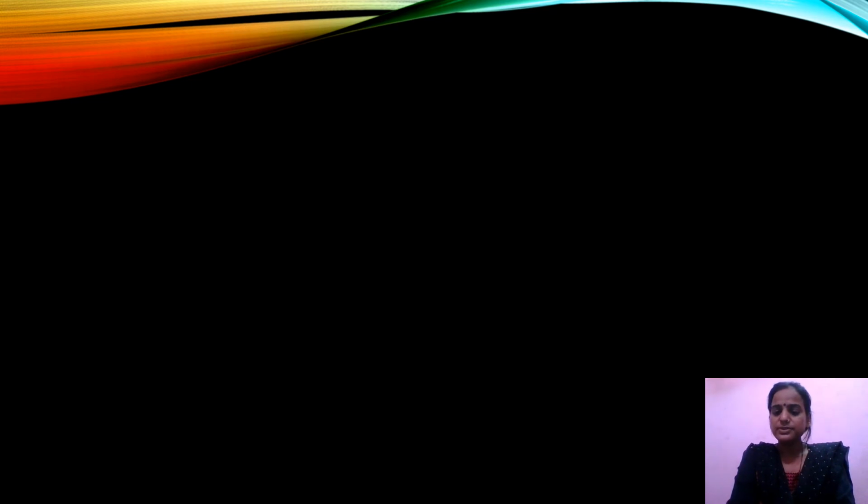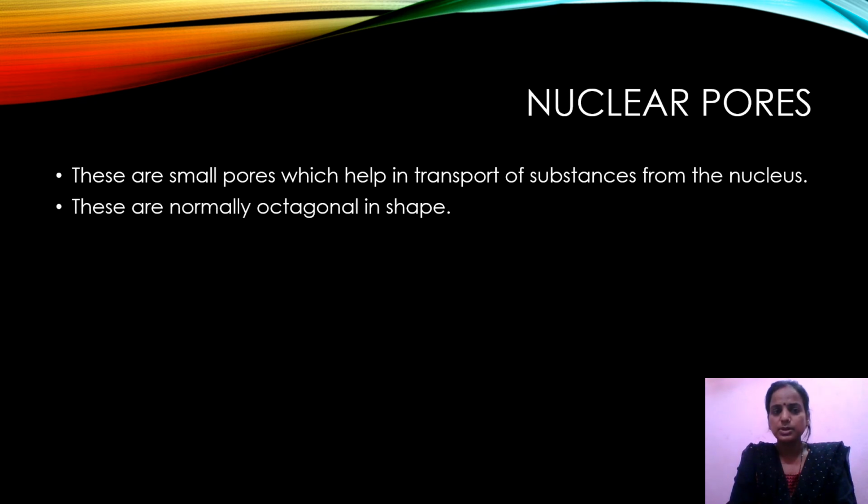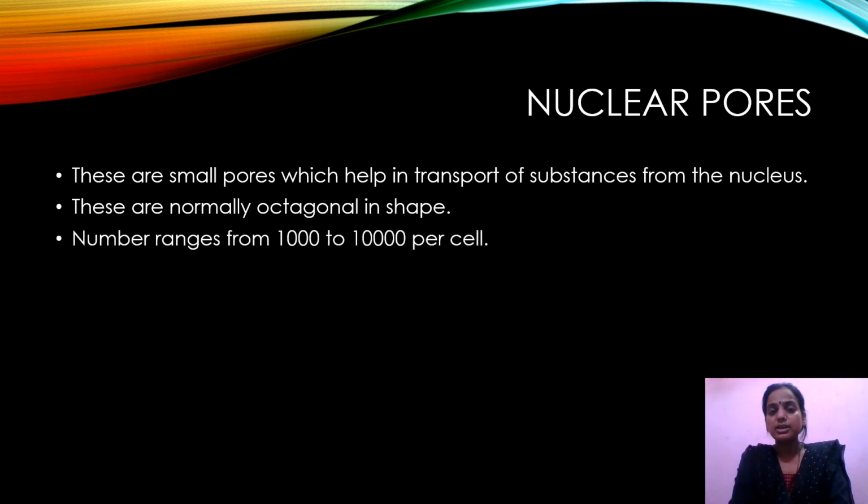So students, we have seen that the nuclear membrane contains nuclear pores. Let us talk about the nuclear pores now. These are small pores which help in the transport of substances from the nucleus. What is the shape of these nuclear pores? They are normally octagonal in shape, and their number may vary from 1000 to 10,000 per cell.